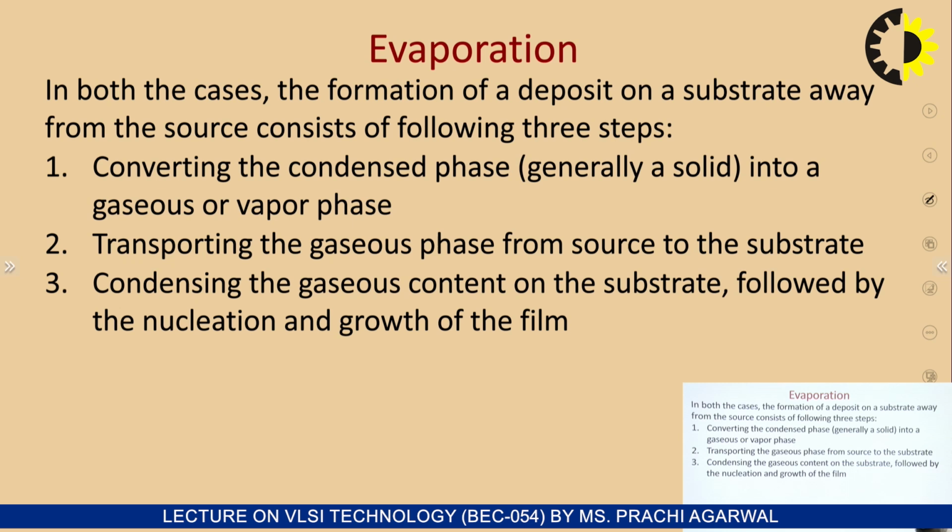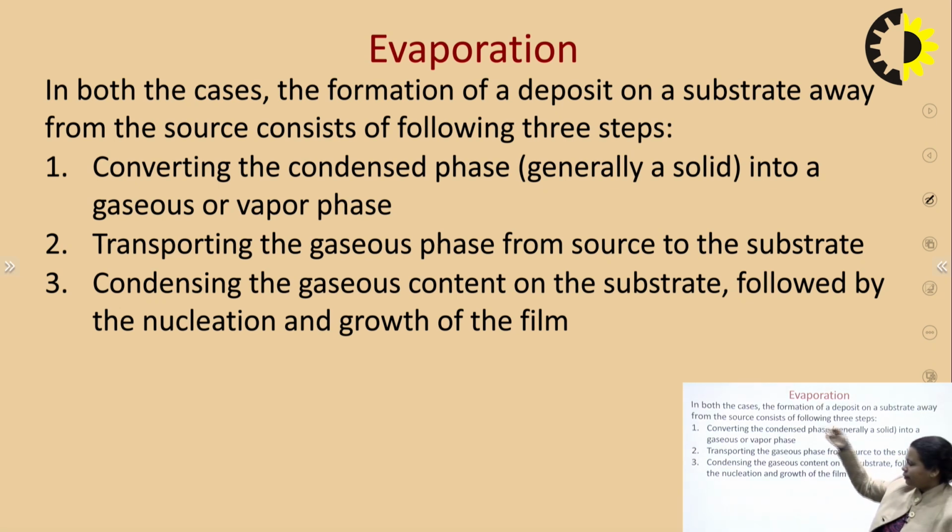First of all, the PVD method is basically of two types, evaporation and sputtering, which I have already written at the start. In both cases, the formation of a deposit on a substrate away from the source consists of the following three steps. That means in evaporation and sputtering, these three steps are happening.